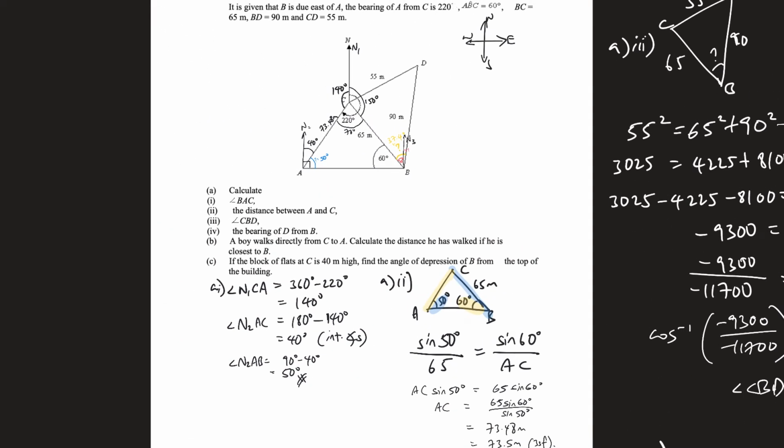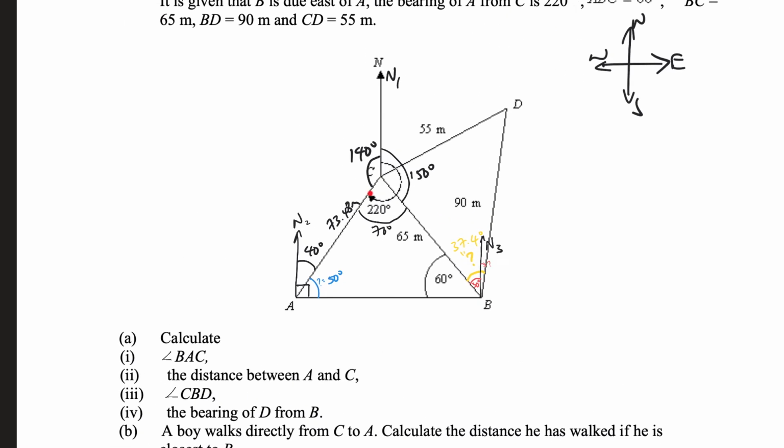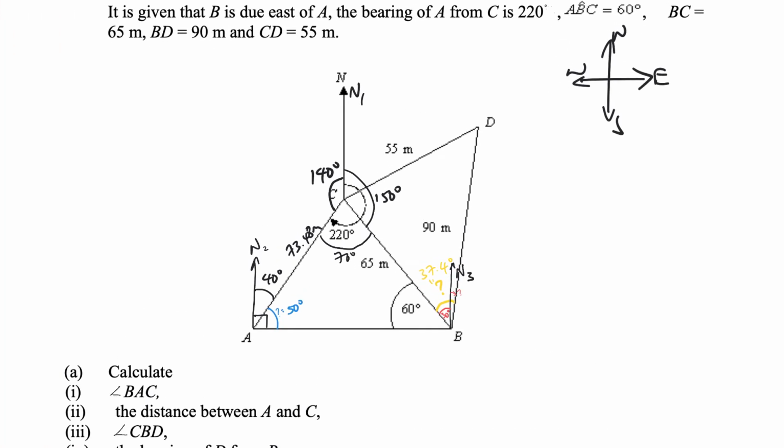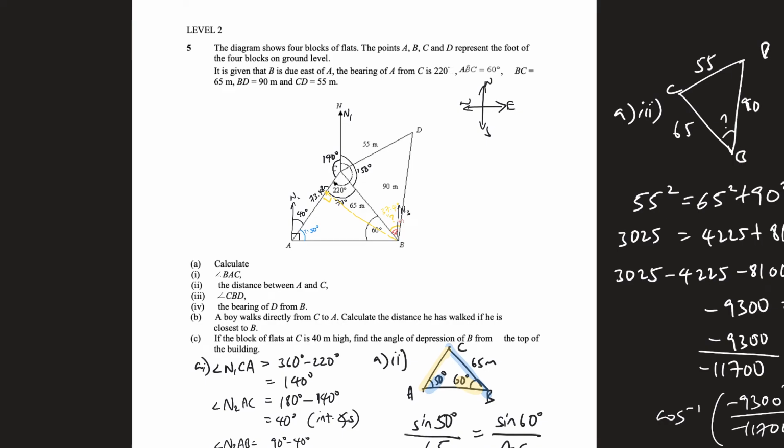A boy walks directly from C to A. So this guy walks from C to A, and calculate the distance he has walked if he is closest to B. So as he is walking from C to A, he's going to be closest to B at some point. And to solve this, we basically drop a perpendicular, right? He's closest when his line of sight is exactly perpendicular to B. So he will be here when he is closest to B. Yep. And calculate the distance he has walked.